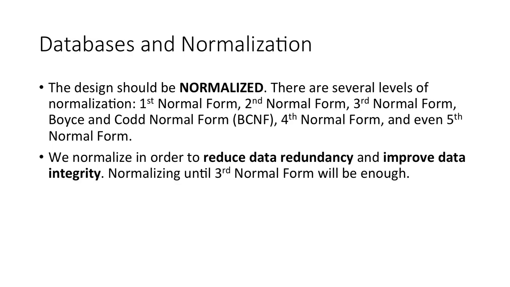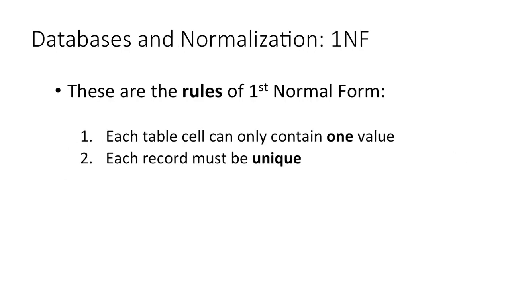Normalizing until third normal form will be enough. These are the rules of first normal form. Number 1, each table cell can contain only one value. Number 2, each record must be unique.